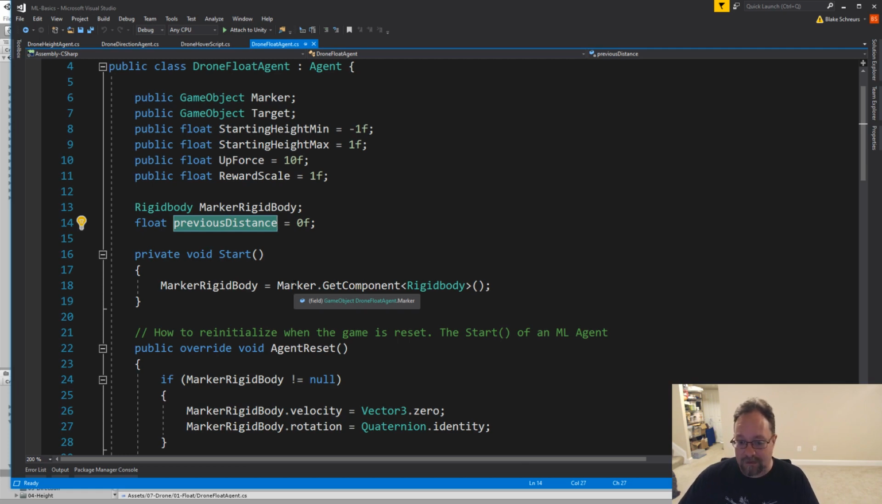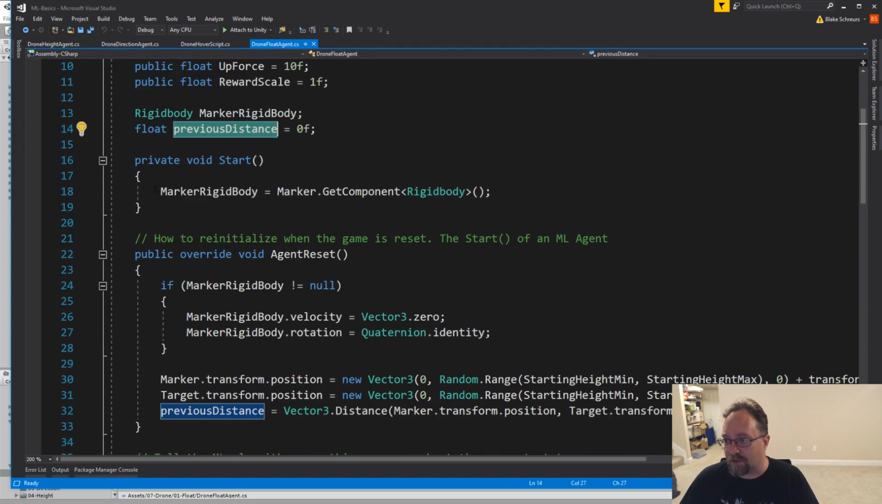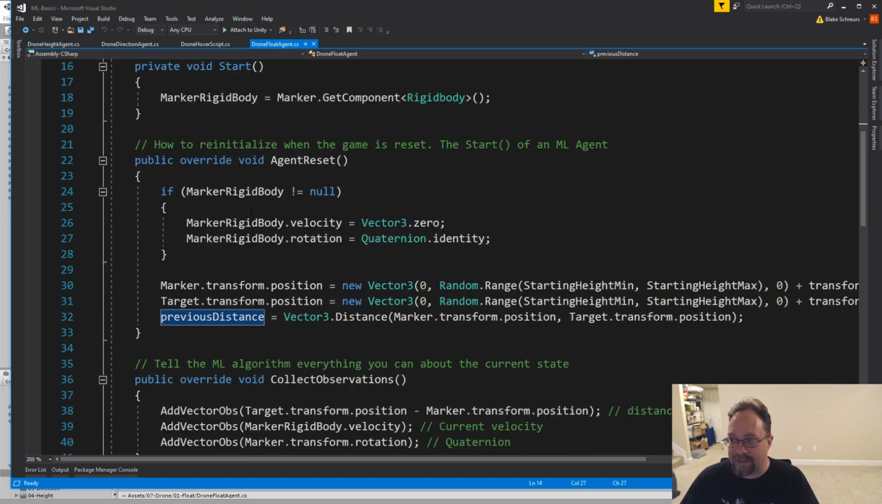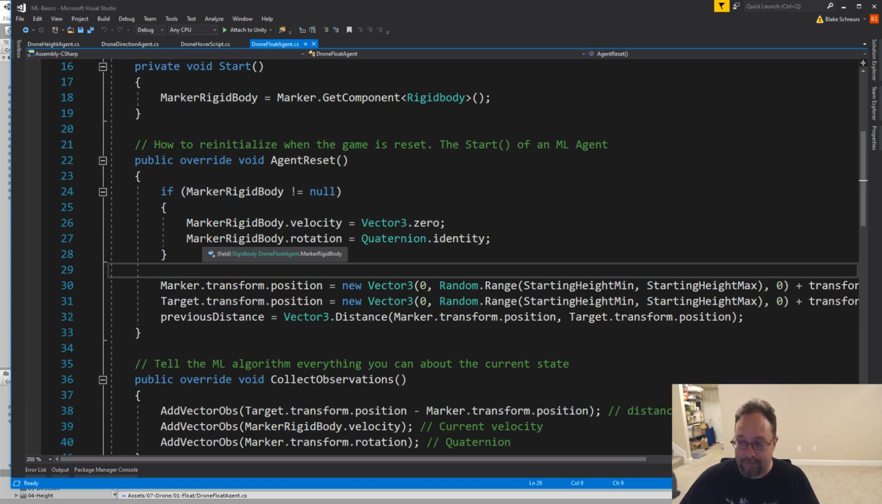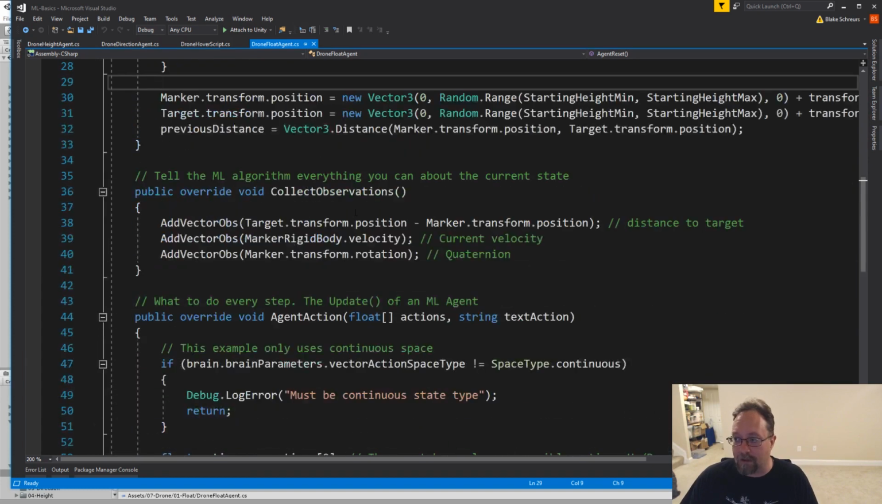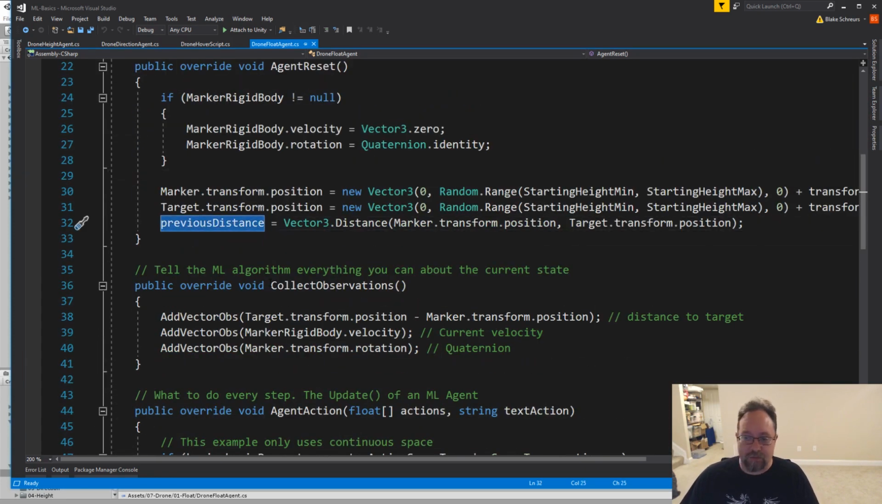And that does seem to simplify training significantly. So on start, this is just initialization where we're picking up the rigid body, and that way we can add force to it later. When the agent gets reset, we make sure to turn off any velocity and rotation that the rigid body has picked up, and then we pick a random position for the marker and a random position for the target, again within those bounds, plus or minus 1 meter in this case. And then since we're just starting out, and again we're measuring improvement, we initialize with the current distance as the starting distance, so that on the next step it has a proper idea of how much improvement it has had.